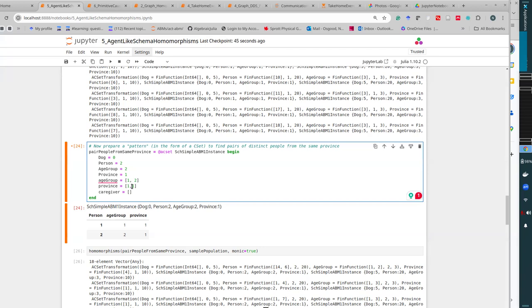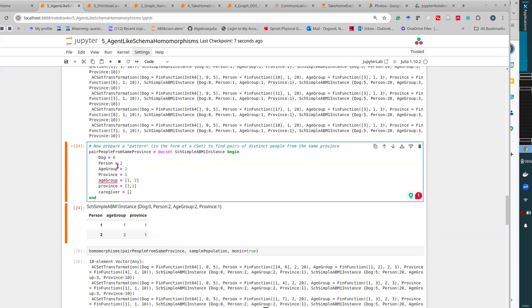But both people are in some generic province. Which one, we're not sure yet. The homomorphism is going to find that province for these two people. But we know they share a single province, and that's why this is one. That's why this is two: we're not insisting they be the same age. Are we okay with this? Okay, so they're from the same province and we're not paying attention to the dogs yet.